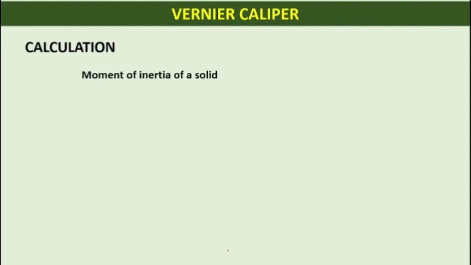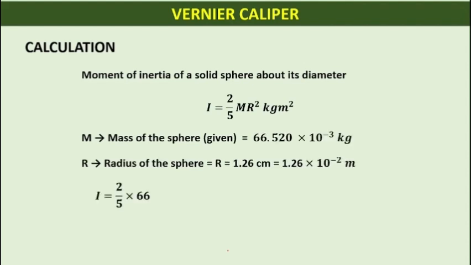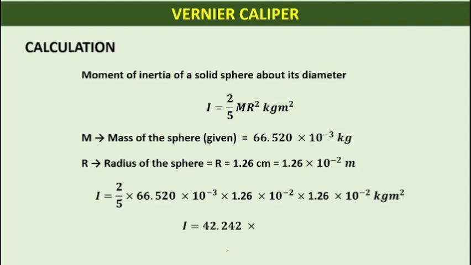Calculation. Moment of inertia of the solid sphere about its diameter I equals 2 by 5 mr square kilogram meter square. Then m is given. It is 66.520 into 10 power minus 3 kilogram, and r we found equals 1.26 centimeter. It should be in meter, right? Substituting everything in SI unit, we get I equals 42.242 multiply 10 power minus 7 kilogram meter square. I equals 42.2 into 10 power minus 7 kilogram meter square.